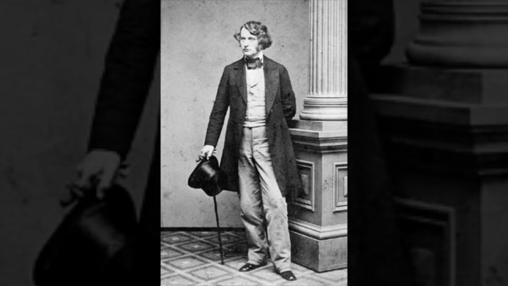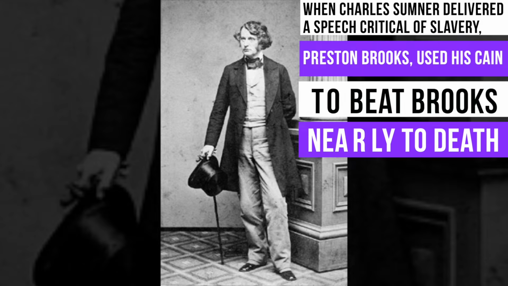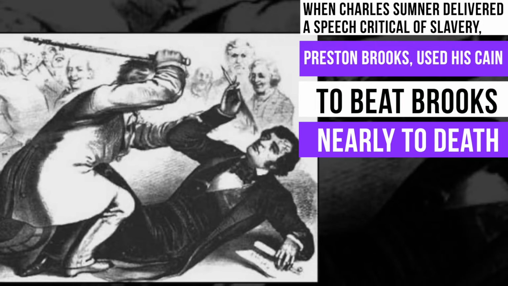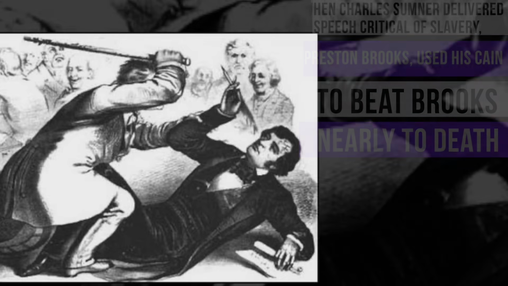And what's even crazier is that it led to violence right in the halls of Congress. When Senator Charles Sumner of Massachusetts delivered a speech critical of slavery, a Southern Congressman, Preston Brooks, used his cane to beat him nearly to death, shattering Brooks' skull and his cane in the process. Tensions were reaching a breaking point.